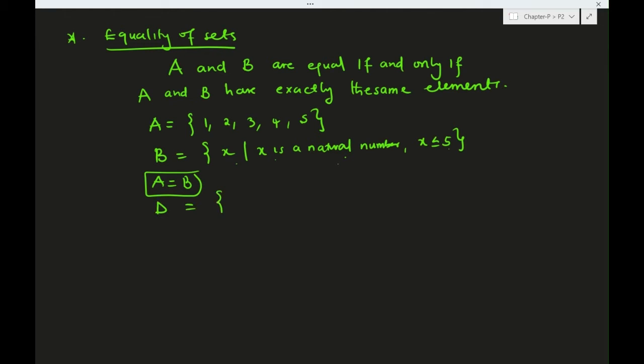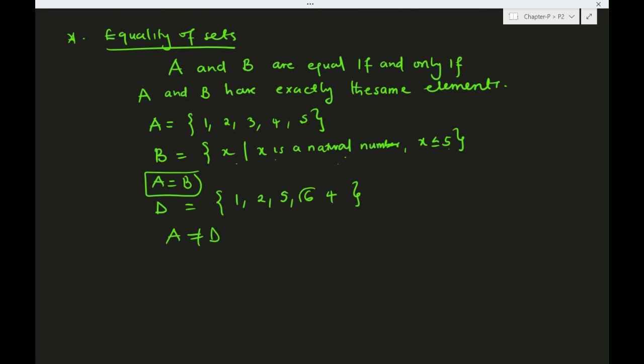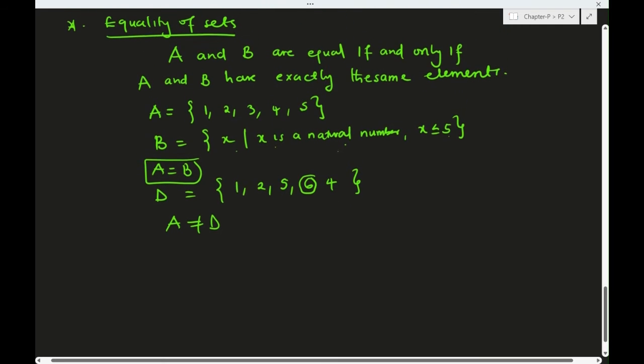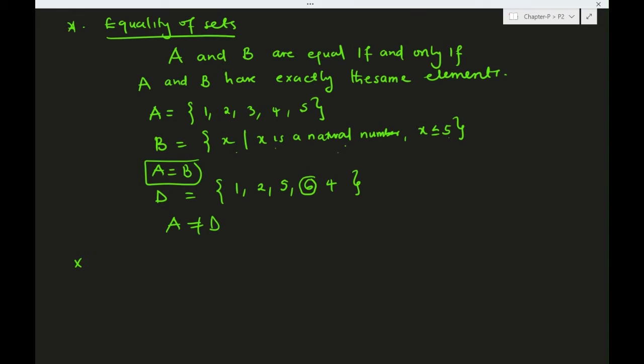But if you have another set, let's say D equals 1, 2, 3, 5, 6, and 4. Remember, in a set, the order is not important, which one comes first or not. And here we can see that A is not equal to D, because we have an element here which is not in A. All right. So let's talk about another thing here. We talk about subsets.